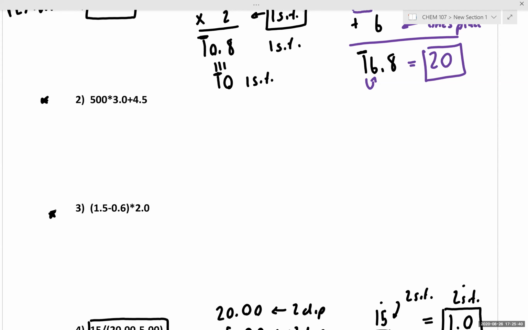Professor, for the 500, I guess I'm having kind of a little brain fart. Would it be 1 significant figure because there's no decimal point at the end of the zeros? Exactly right. Exactly right. Okay. Thank you.